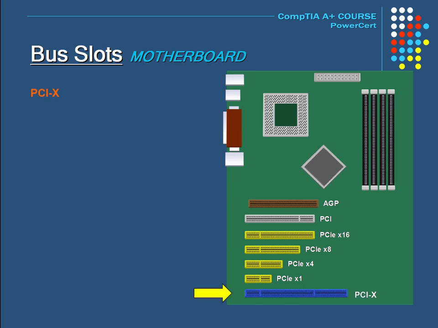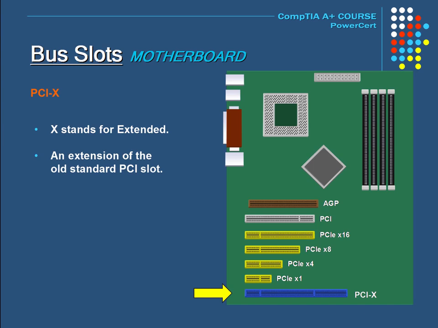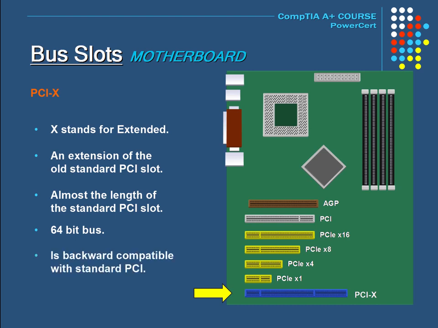And there is also the PCIx slot, where the X stands for extended. The PCIx slot is basically an extension of the old standard PCI slot, and it's almost twice the length of a standard PCI slot. The PCIx is a 64-bit bus, and it is backwards compatible with the standard PCI slot. It was mainly designed to work with servers and high-speed computers.